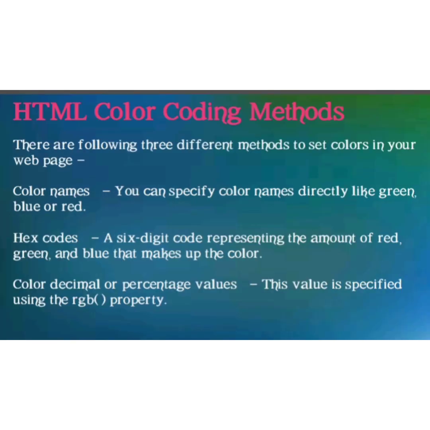HTML color coding methods. There are the following 3 different methods to set colors in your web page. Color names: you can specify color names directly like green, blue, red, white, etc. Hexadecimal codes: a 6-digit code representing the amount of red, green and blue that makes up a color according to the user need. Color decimal or percentage values: this value is specified using the RGB property. That means RGB, red, green, blue. According to the values of red, green, blue, the color will be selected.